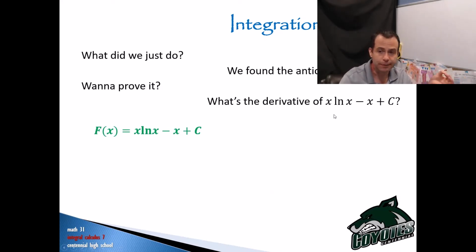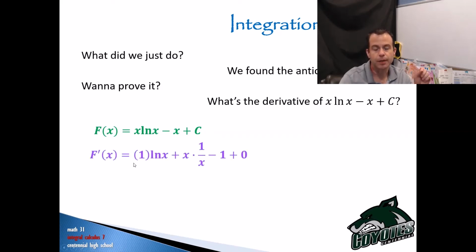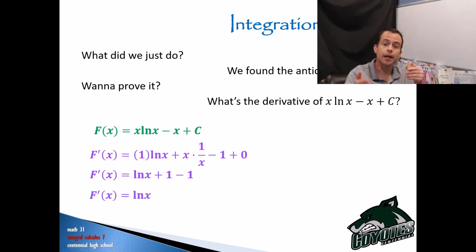So let's take the derivative of x ln x minus x plus c. If my equation is x ln x minus x plus c, and I want to take the derivative of it, this guy here is the product rule. So that will be 1 times ln x plus x times 1 over x. The derivative of this will be minus 1, and the derivative of this will be 0. So that's ln x plus 1 minus 1, which is ln x. And so the derivative of x ln x minus x plus c is in fact ln x.